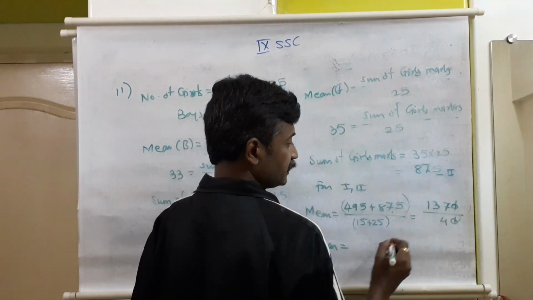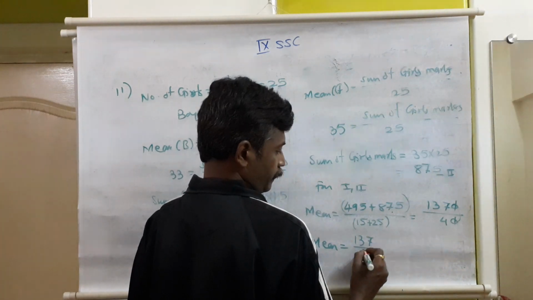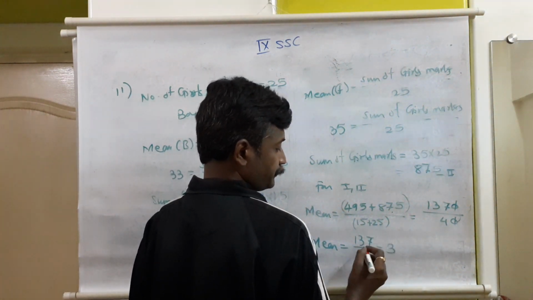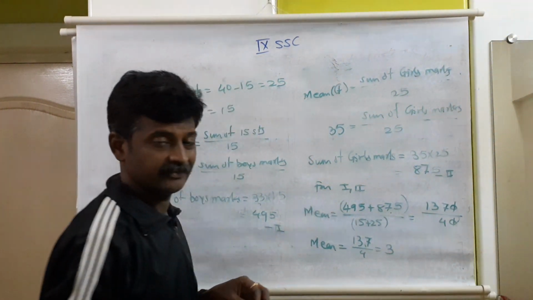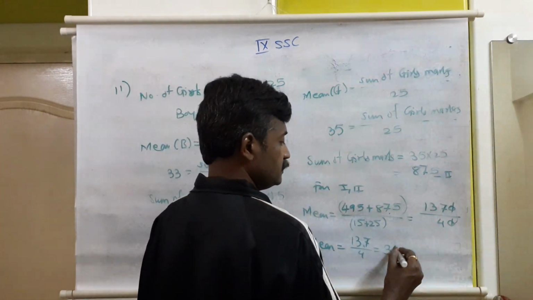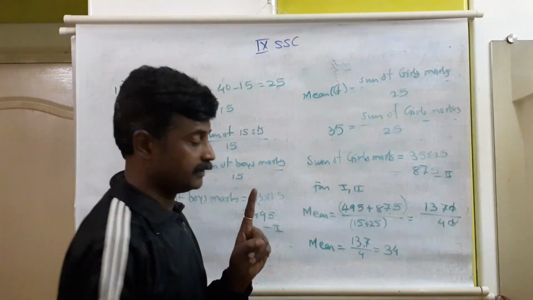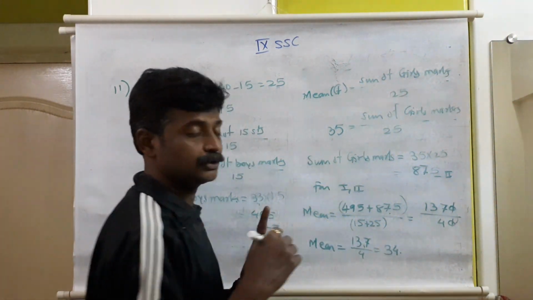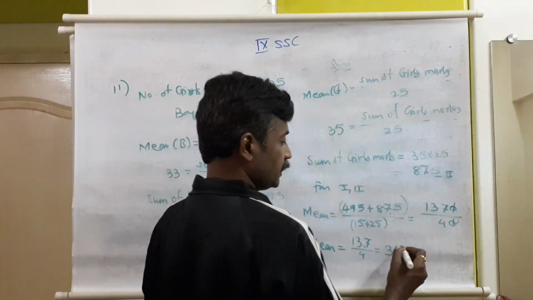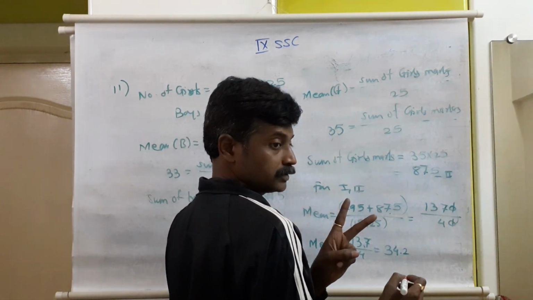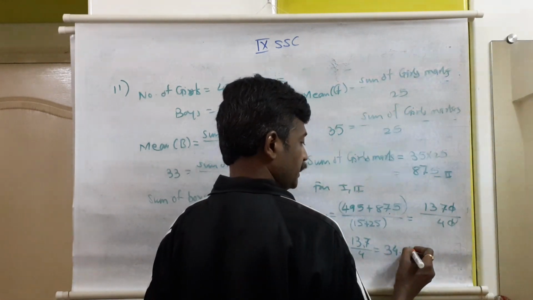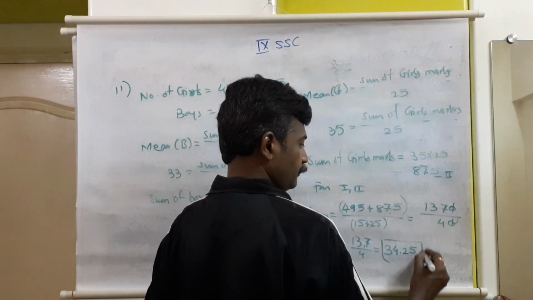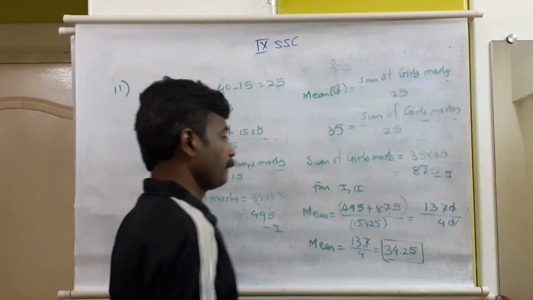137 upon 4. 4 3s are 12, remainder is 1, 17, 4 4s are 16, remainder is 1. We'll take the decimal point, 1 will convert into 10, 4 2s are 8, remainder is 2, 2 will convert into 20, 4 5s are 20. So 34.25.